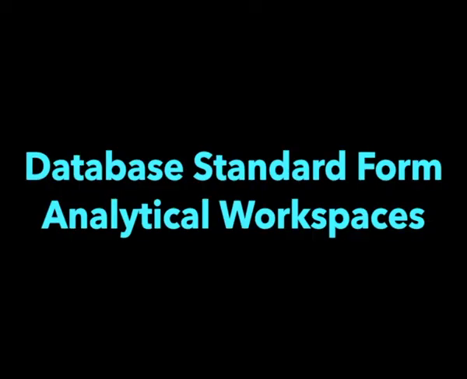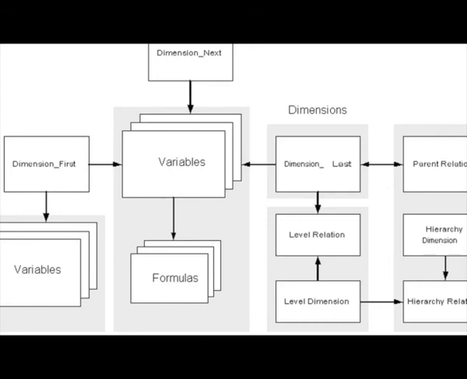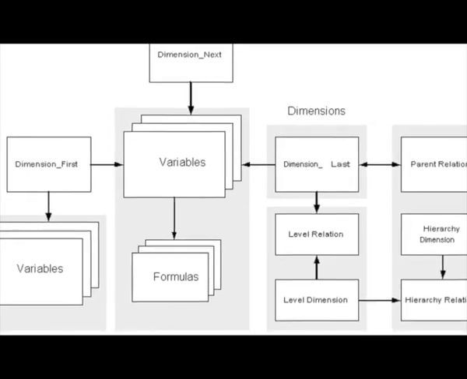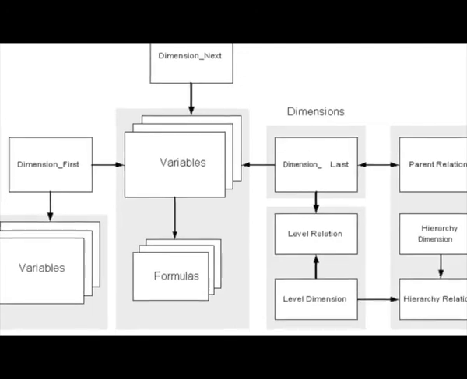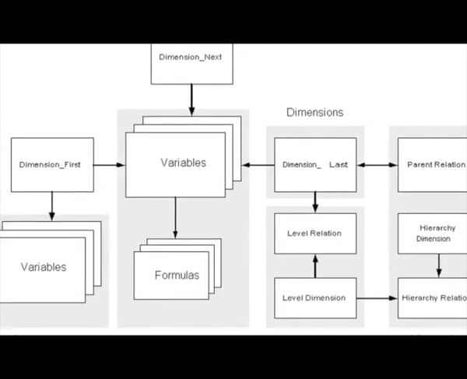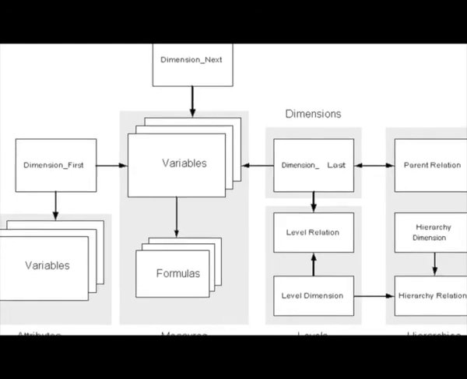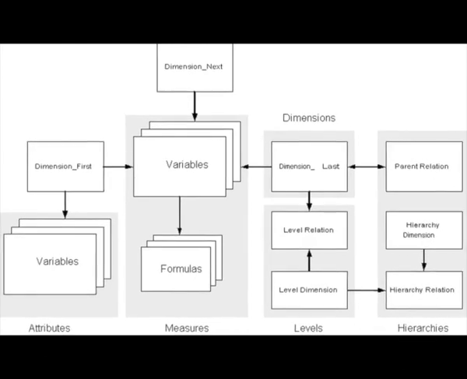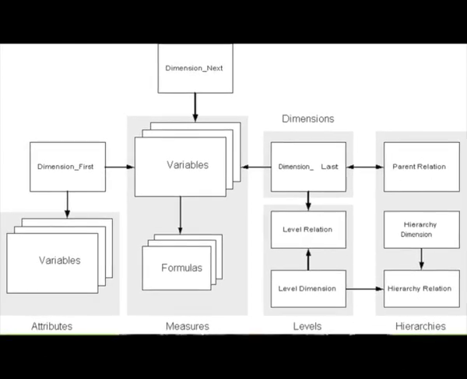The next topic is database standard form analytical workspaces. Here is a diagram that shows how dimension, variable, formula and relation objects in a standard form analytical workspace are used to implement the multidimensional model. Measures with identical dimensions compose a logical cube. All dimensions have attributes and all hierarchical dimensions have level relations and self-relations. For clarity, these objects are shown only once in the diagram, whereas variables and formulas can have any number of dimensions. Three are shown in this diagram.